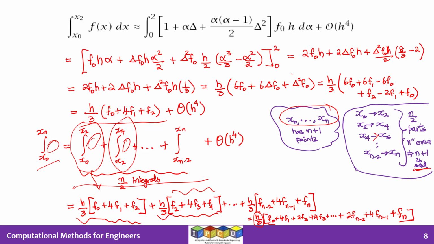The first data point and the last data point have weights of 1 each. In the middle, it alternates as 4, 2, 4, 2, 4, 2, and the last but one data point has a weight of 4. So for the middle data points, it is something like 4, 2, 4, 2, 4, 2, and 4, 2, and then 4. This is for the internal data points.